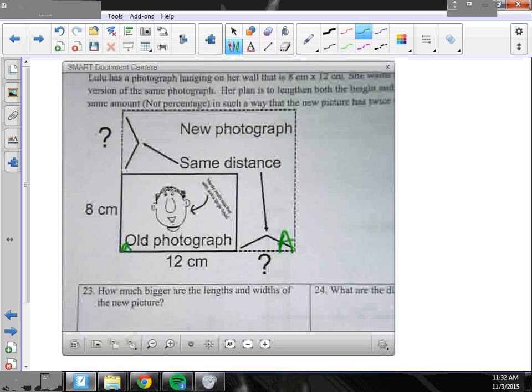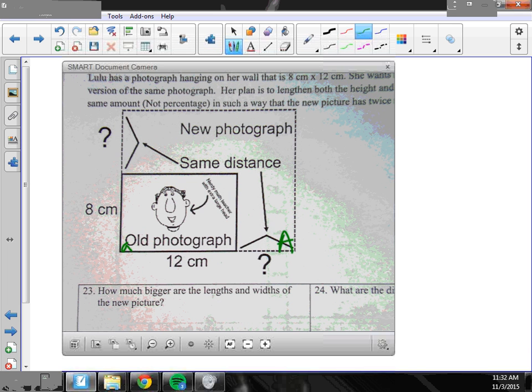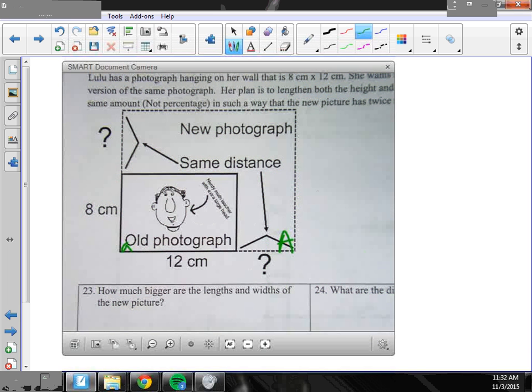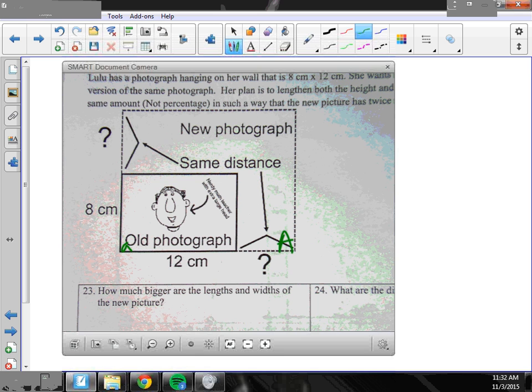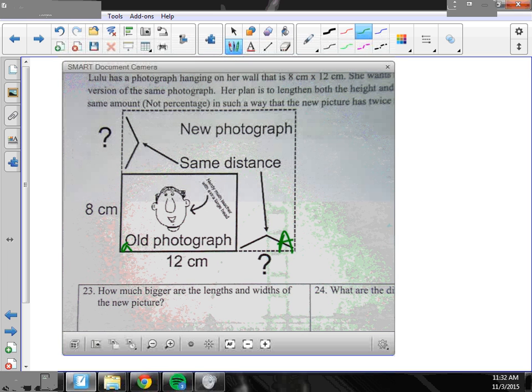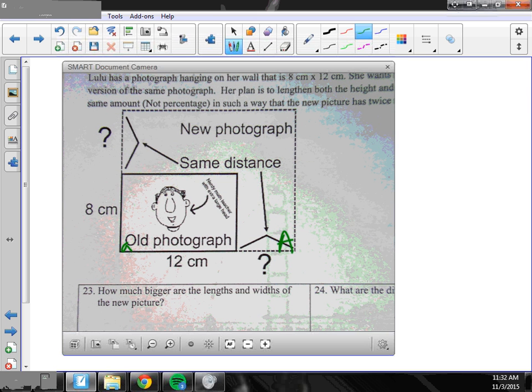If you want to make this picture bigger, and we're going to do it in a weird way, we're going to increase the height by the same length that we increase the width. So we're not making it twice as tall and twice as wide. We're making it a certain number of centimeters taller and a certain number of centimeters wider, and it's the same amount. Okay? And we know that the new photograph is twice as big in area as the small photograph.